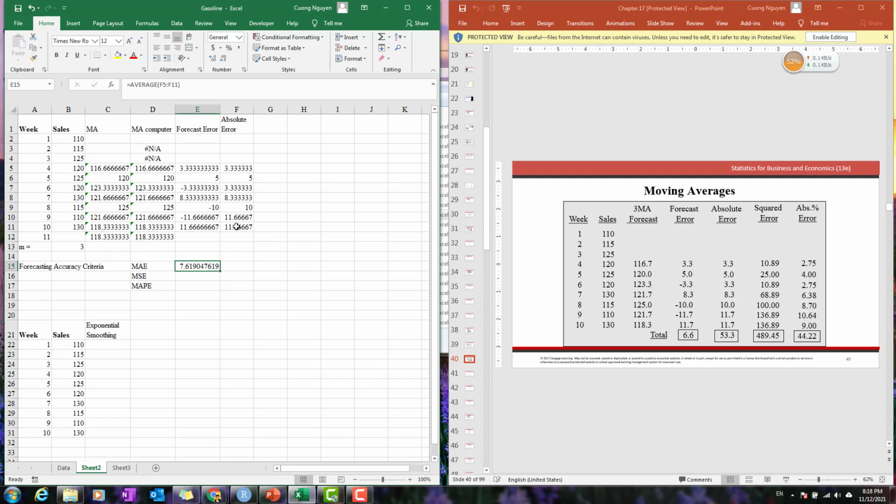Let's check if there is anything different. No, this could be something like that. You can actually do the sum of all the absolute errors and then divide by the number of forecasting values. However, I prefer to just use average, and it automatically calculates for me. That's the reason why. Let's check the accuracy of my calculation later.